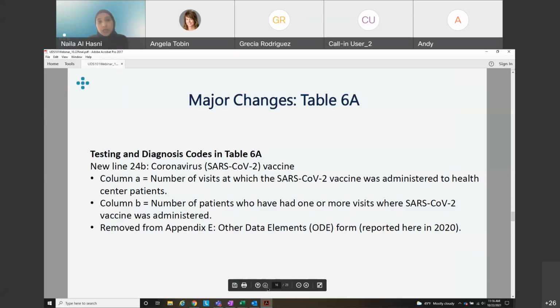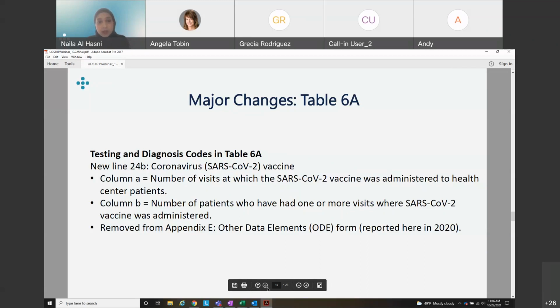Now the major changes, the first one being for Table 6A. Back in 2020, in response to COVID-19, the 2020 UDS included COVID CPT and ICD-10 codes to enable the collection of COVID testing and treatment data at the health centers. These codes are also included in the 2021 UDS reporting, in order to continue informing HRSA and HHS about the health centers' COVID testing and treatment capabilities. The new line here in Table 6A is 24B, and this is for the COVID vaccine.